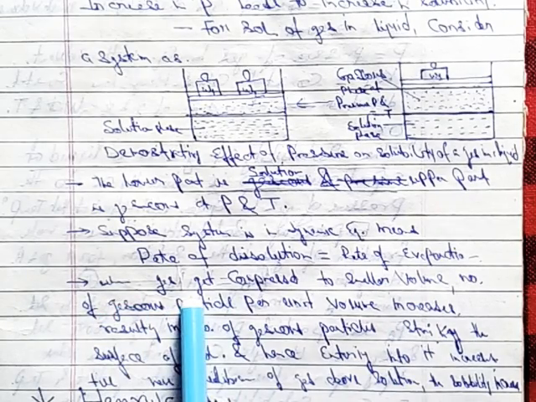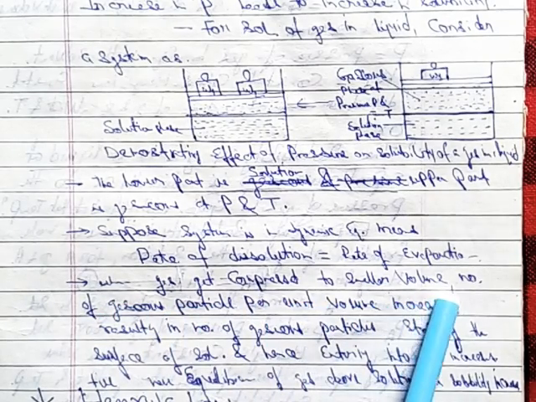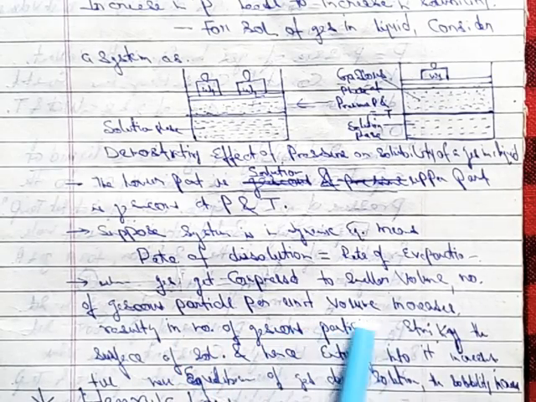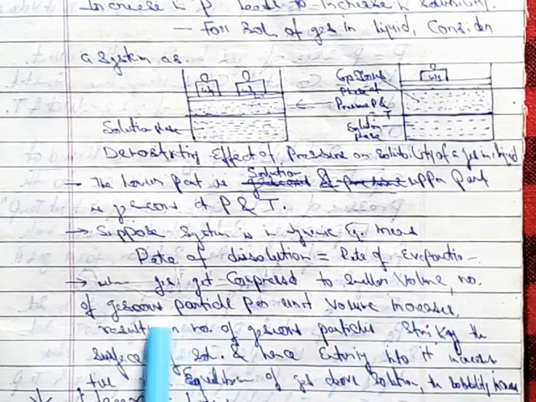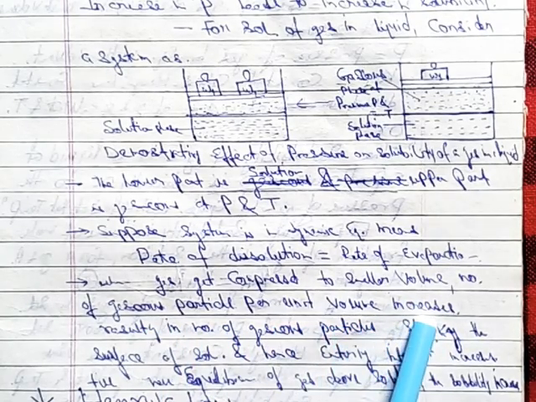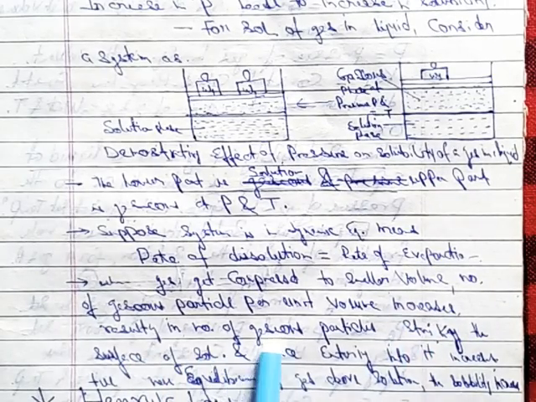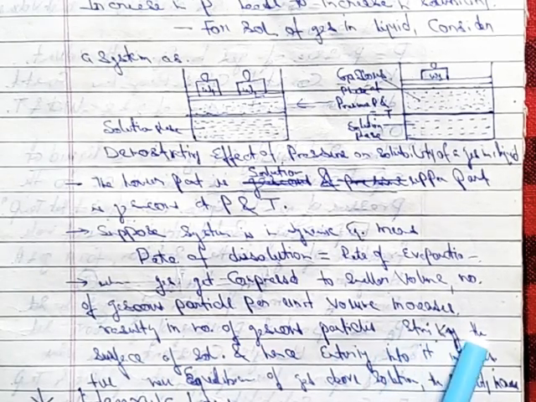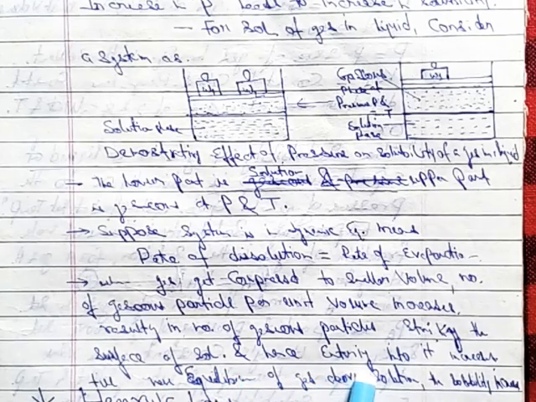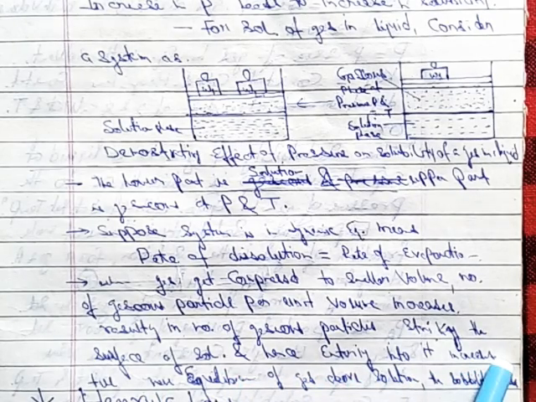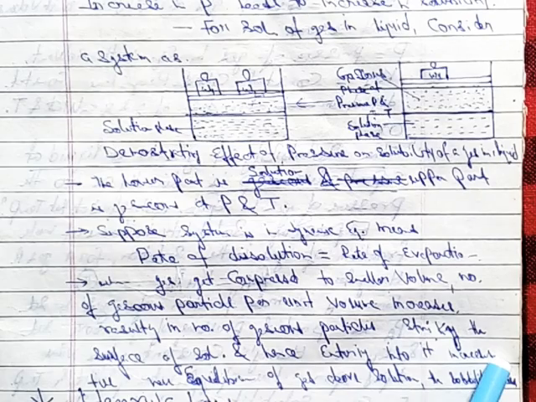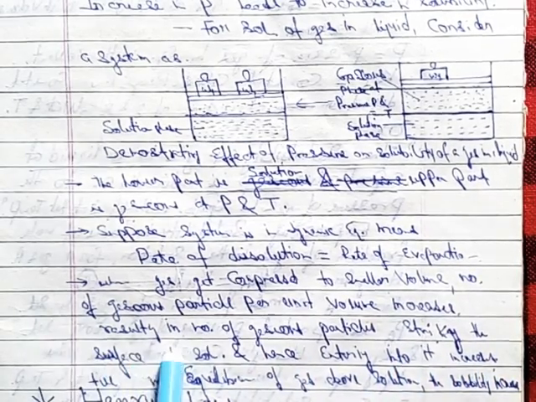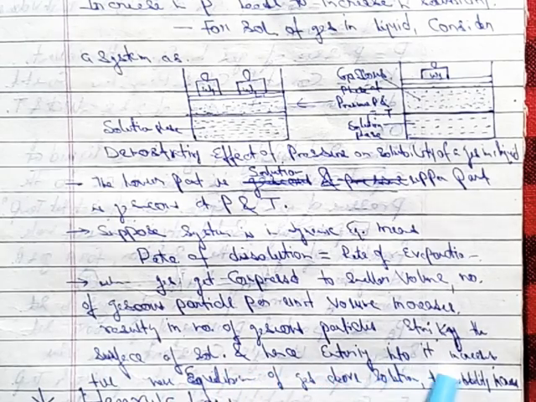So when gas gets compressed to a smaller volume, the number of gaseous particles per unit volume increases, resulting in more gaseous particles striking the surface of the solution and hence entering into it. So what we see is, when the pressure is increased, most of the solute gaseous molecules strike the solvent surface and enter into it.